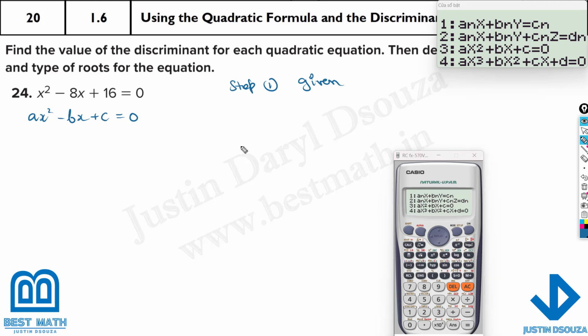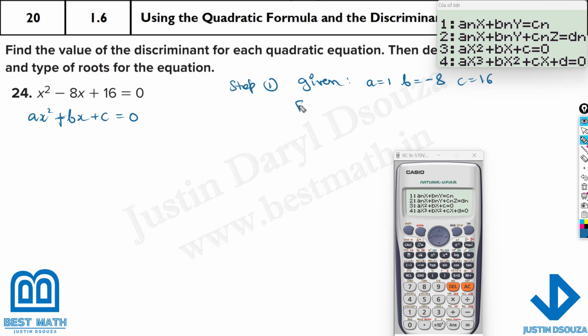From here you can see what is the a value. If there's nothing, it's 1, isn't it? Given a equals 1. What about the b value? It's plus, so it's not minus, it's plus. It's minus 8 because over here b has a negative sign in front of it. If it's minus, we write it as minus 8. And lastly, what is the c value? c is 16. So these are given.